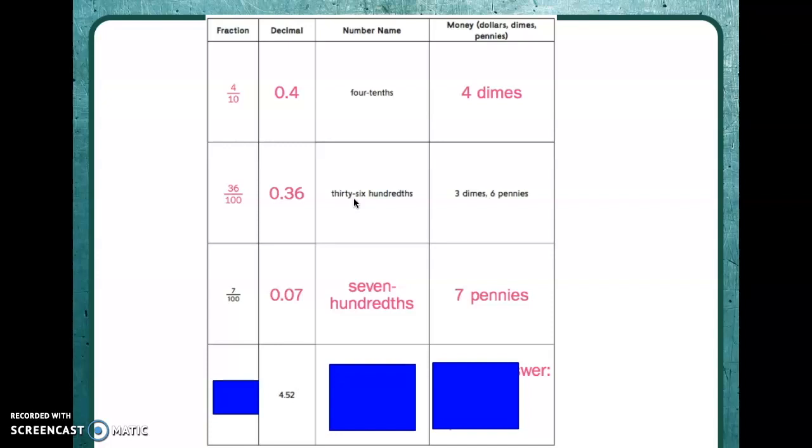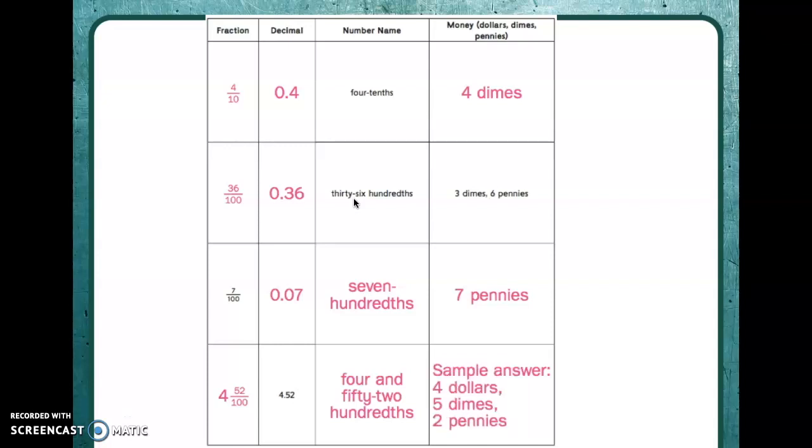And finally, the next one is over a whole dollar. In fact, it's $4. So the decimal or the fraction would look like 4 and 52 hundredths. The number name, 4 and 52 hundredths, and a sample answer of what you could have done would have been $4, 5 dimes, and 2 pennies. So that was just a little warm up for today's lesson.